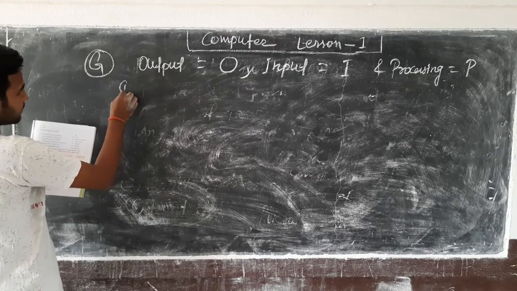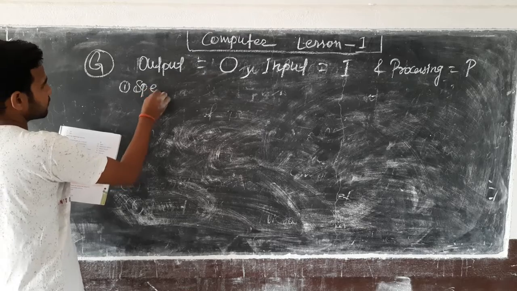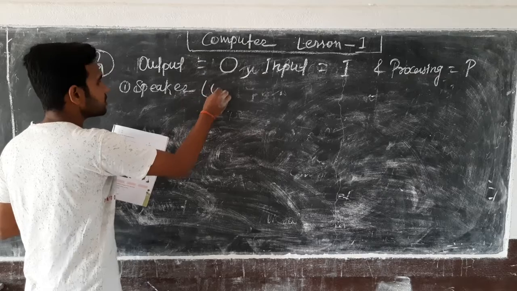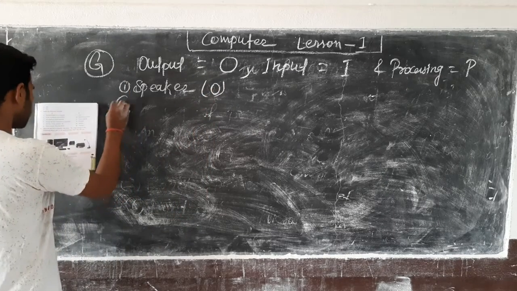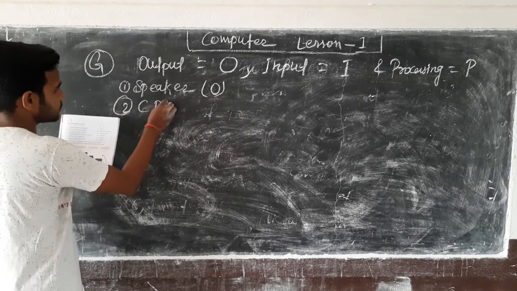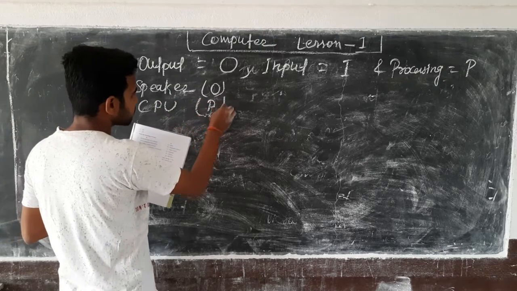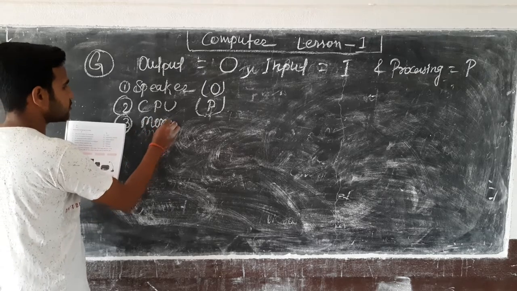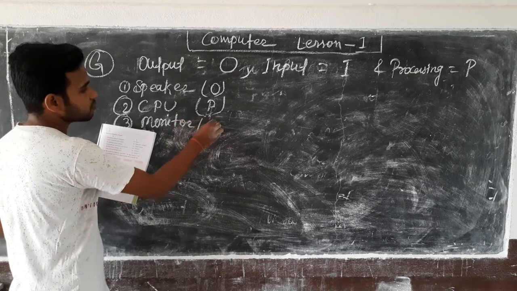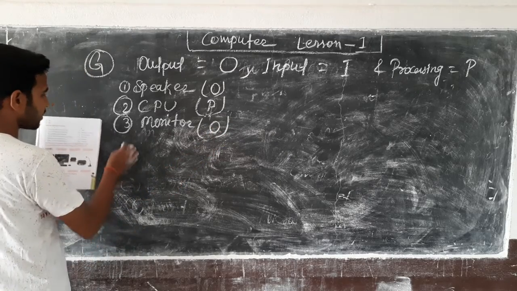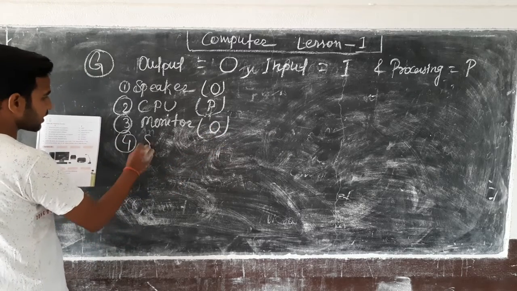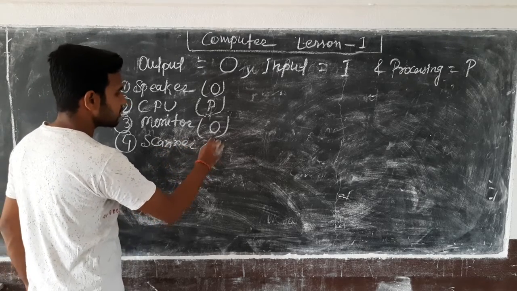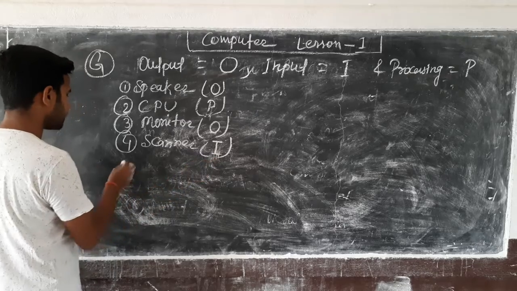First number given speaker. So we can write this one O. Second number we can write CPU. So this one is the processing device. Third number given monitor. So we know already monitor is output device. Fourth number scanner. So this one is input device. So we can write I.